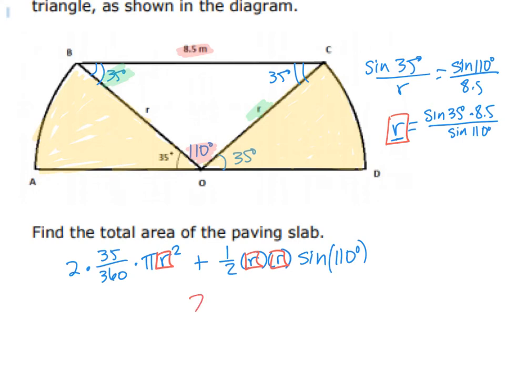our area turns out to be 29.1 meters squared. Okay, again, I would highly recommend that you have stored r. You've done this calculation, punched it into your calculator or Desmos, stored it in r, and then you can just type r into this calculation to find the total area.